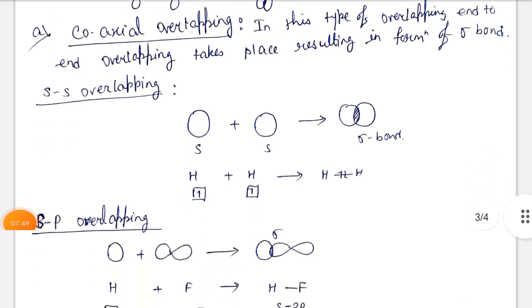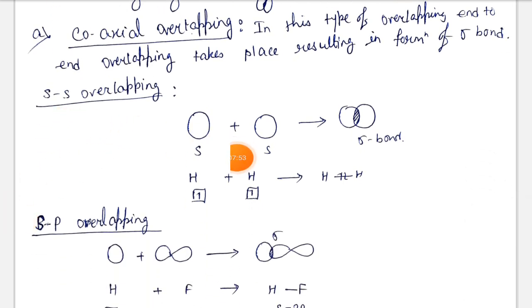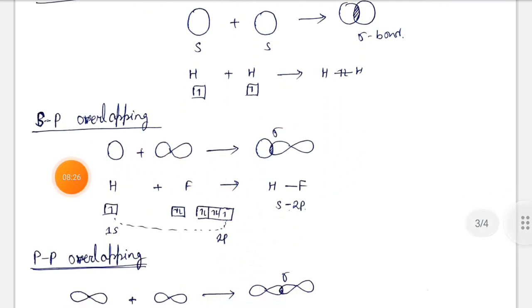First, ss overlapping. What is ss overlapping? That is two s orbitals overlapping with each other and a sigma bond is formed. If you give an example, that is hydrogen, the atomic number of hydrogen is 1, so there is one electron, two electrons are there in the 1s orbital. So if we overlap these with each other, then an H2 molecule is formed, and this is directional.